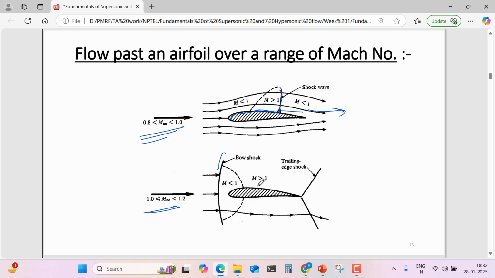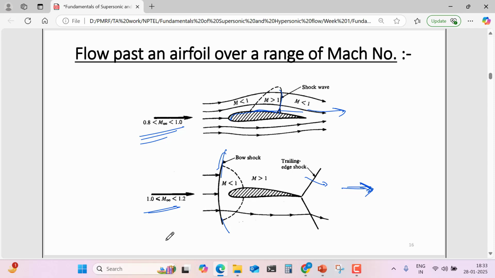And there will be formation of a shock wave at the leading edge due to the body, and there will be formation of a shock wave at the trailing edge to keep the flow continuity.